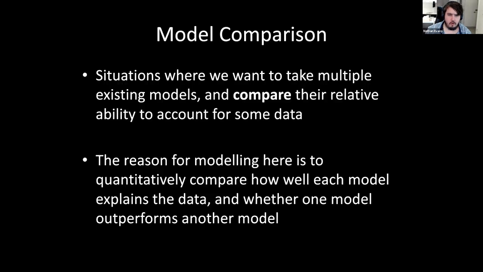Cool. Okay, the second is model comparison. In model comparison, you take multiple existing models and compare their relative ability to account for some data. So the reason for modeling here is that you want to quantitatively compare models and see which one best explains the data. I think this one's best explained through example, so I'll just get straight into the example. But essentially, you have different models that represent different theories of how the process operates, and you want to compare them in some precise quantitative way.